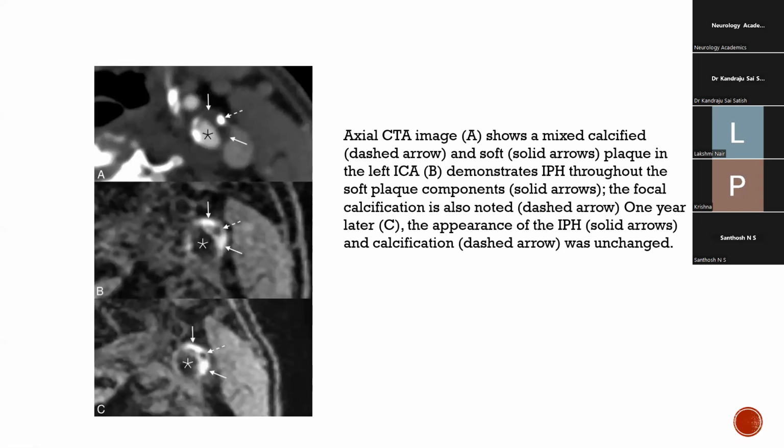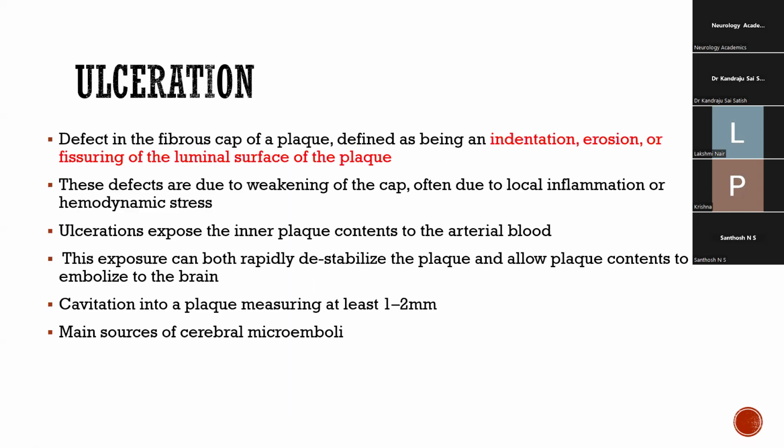So on CT angio, this is very hypo, so that suggests that it is a very unstable plaque. So the next feature is ulceration. A high risk feature is ulceration.